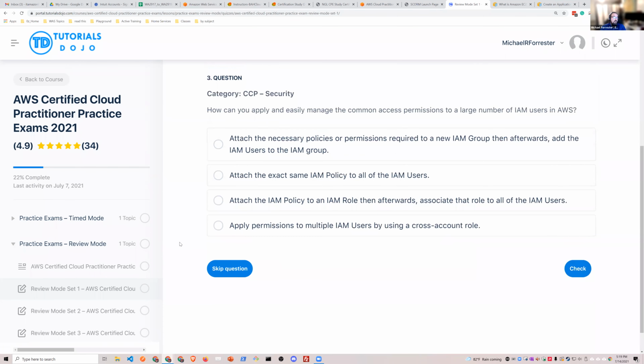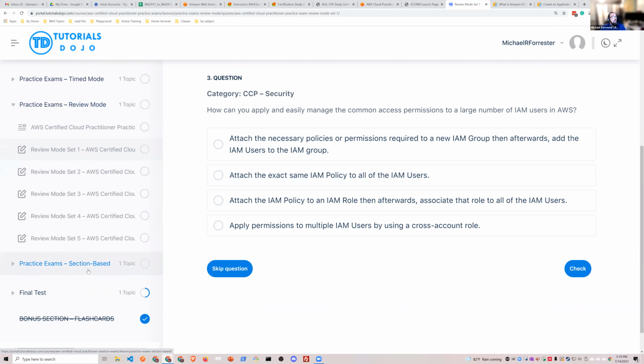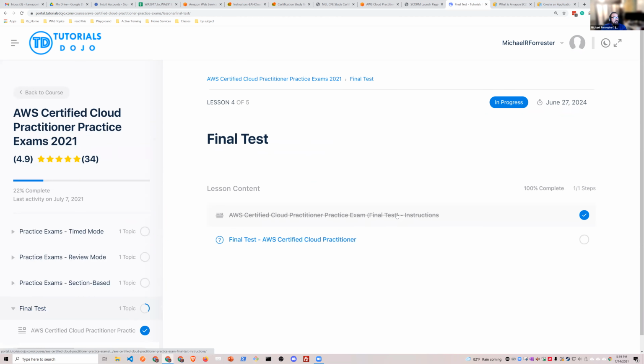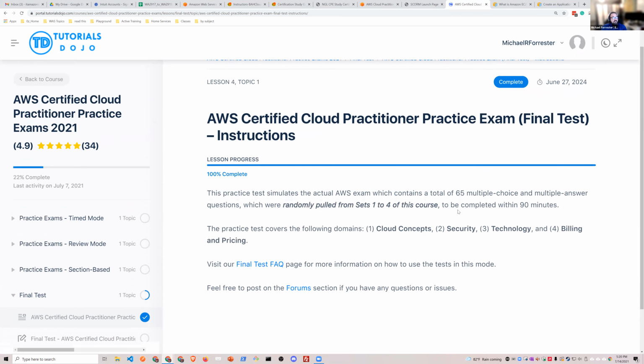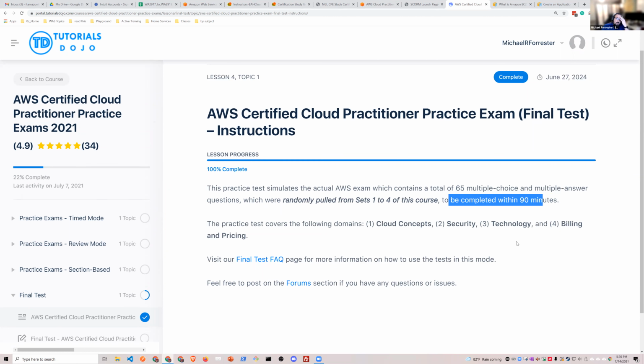Okay, so that's what I would really want you to do: use the review mode exams. And if you want to do section based, you can, but we're not going to touch the final test, which you can see on the lower left-hand side. You touch that for your assessment. We're not going to really touch that again. Now, for those of you who were able to get to the final test, if we look at the instructions, it is basically 65 multiple choice questions that require 90 minutes. So hopefully you've already done this assessment, because that was one of the first things asked of you.